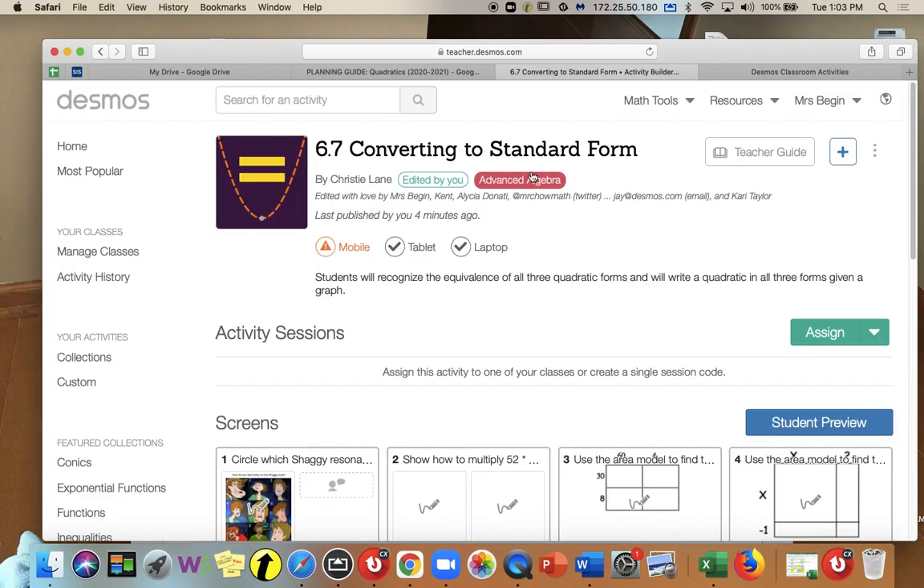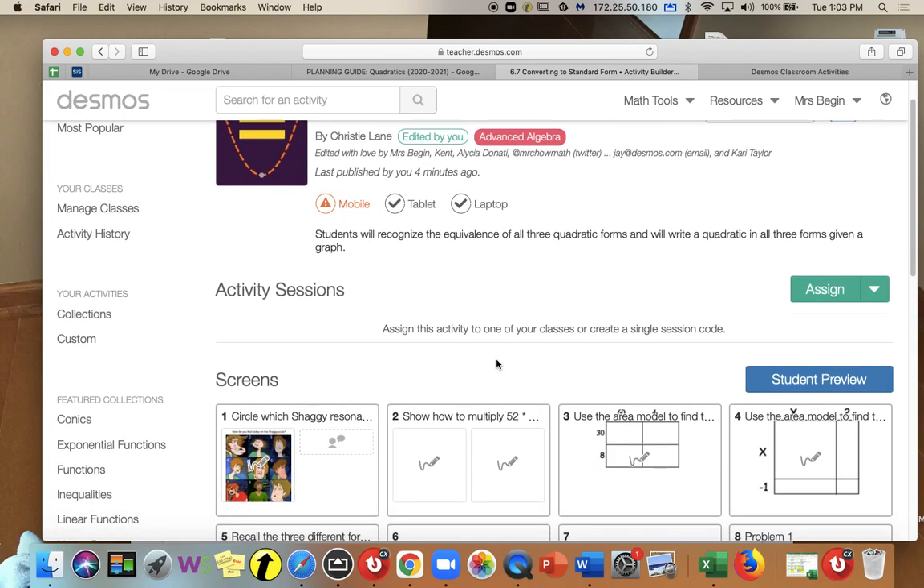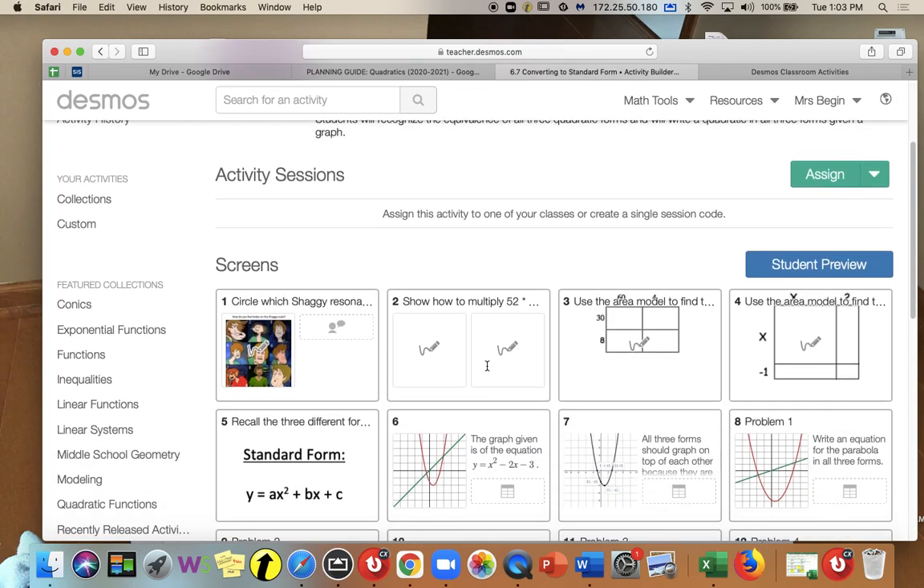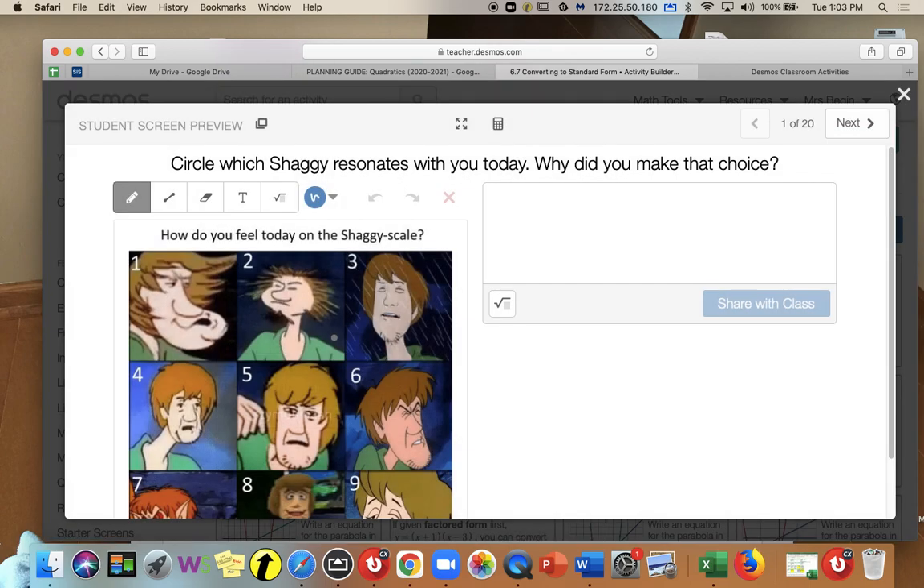This section is called 6-7, converting to standard form. So what we're going to do is take a look at the two different forms of a quadratic we've really been studying, vertex form and factored form, and we're going to learn how we can change that to standard form of a quadratic. So on Google Classroom, also in the chat, I'll put this link for the Desmos.